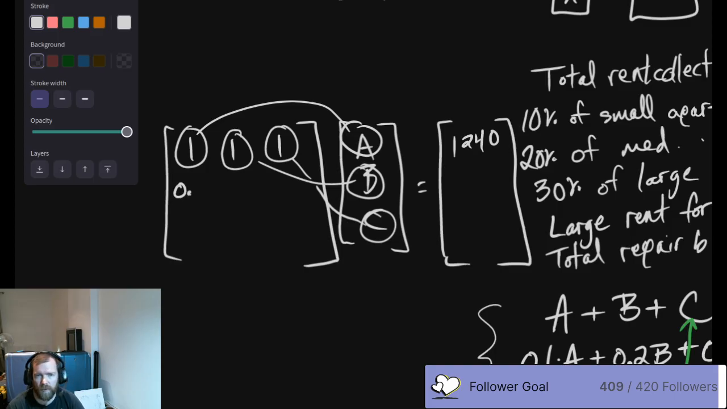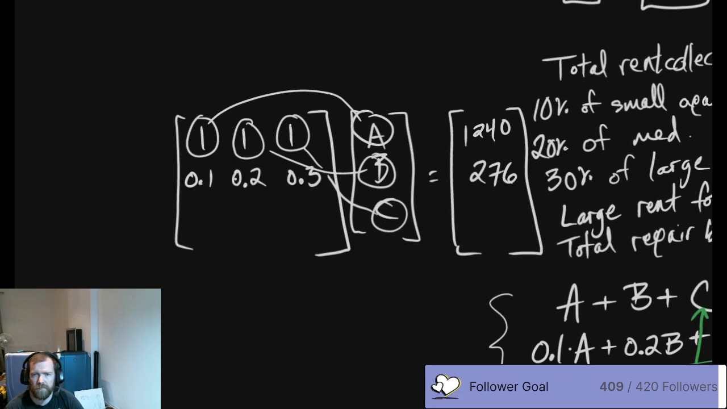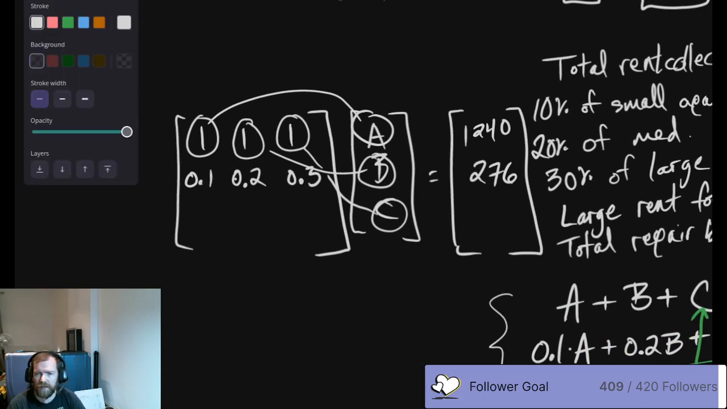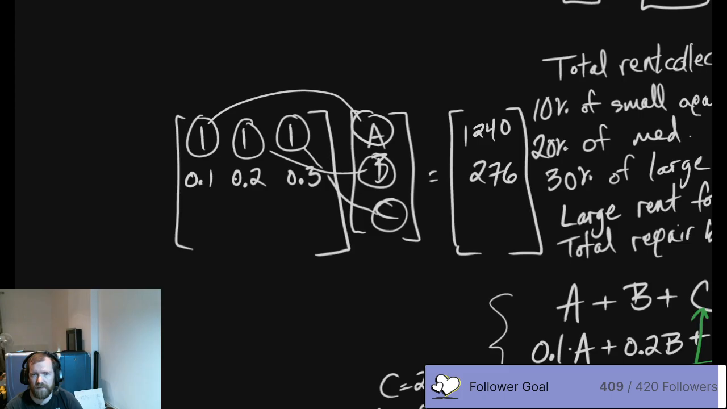Second set, we had 0.1a plus 0.2b plus 0.3c was equal to 276, I believe. Yes. And lastly, this one takes a half second to think about, but c is equal to 2a. Well, we've got all of our a's, b's, and c's on one side, so shift it. This is going to get us negative 2a plus c is equal to 0.